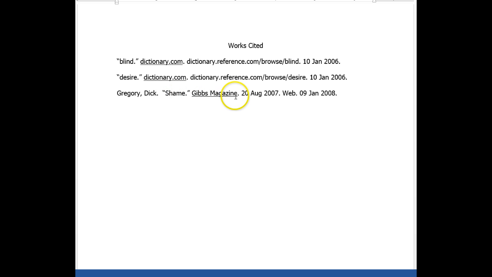Gibbs Magazine, you're going to underline, that's the source, that's where I got the information, and it's also in your packet on the last page of Shame. 20 August 2007 is the date that it was published on Gibbs Magazine. I got it from the web on the 9th of January 2008. That's works cited. So what that is, that's you telling me, Roxanne, all the information that I got from Dick Gregory's short story that I used, I got from this source.